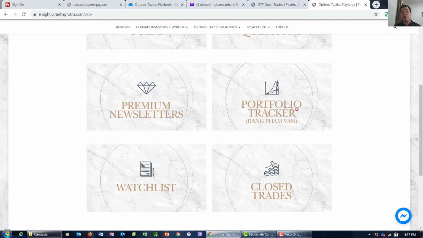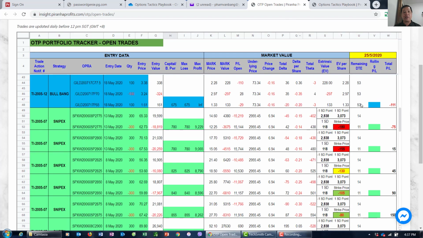So when you click into the portfolio trackers, you get into the open trades. And it will look like this. On the top, you see portfolio tracker open trades. Now, since I recorded the last video, I have made some improvements to the tracker. And I will explain to you what are the new things that I added.